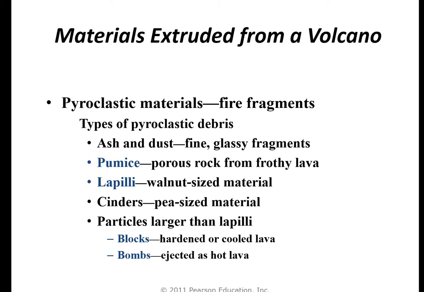What kind of materials come out of volcanoes when they erupt? We call these materials pyroclastic materials, or in other words, fire fragments. There are a number of different pyroclastic debris. There's ash and dust, of course, fine and glassy fragments. Pumice, which is a porous rock from lava. Lapilli, which is a walnut-sized material of rock. We have cinders, which are smaller, and then we have blocks, which are big, hard cooled lava, and bombs, which are ejected out as hot lava, like in an explosion.